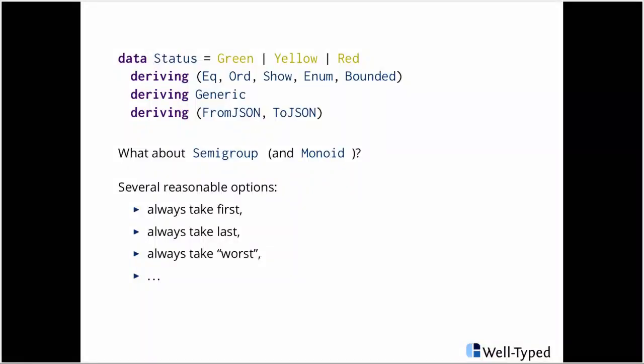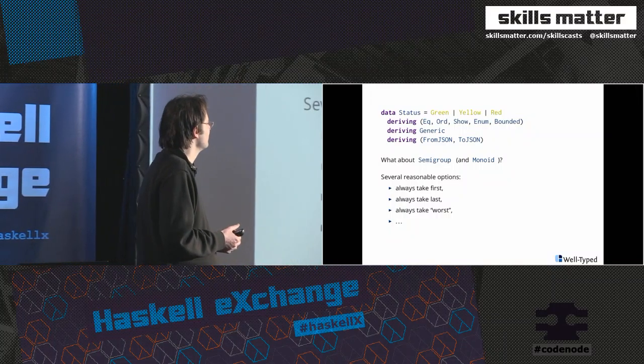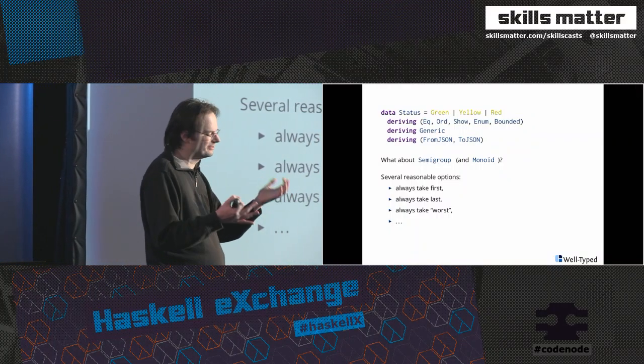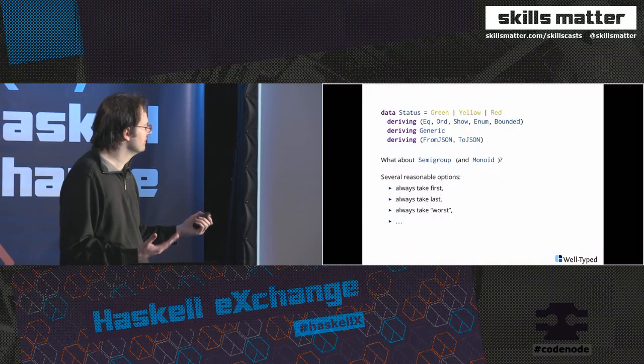So, for example, Semigroup is about finding an associative binary operator that combines two elements of type Status and gives us a new Status. We have at least these options. We could always choose the first of the two. We could always choose the second of the two. Or we could always take the worst status. If we imagine green is everything's okay, yellow is okay but there are minor problems, red is really bad, then if we combine different status reports, we always take the worst one. So we have a choice.